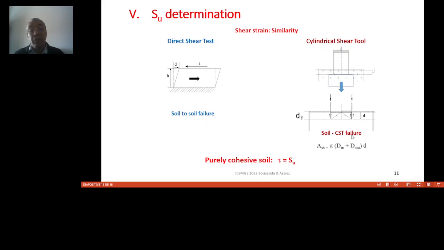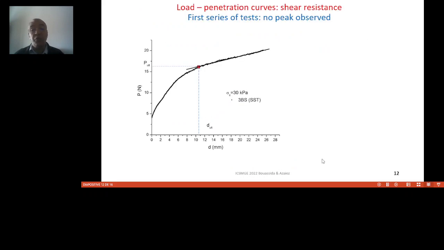So when the penetration is D of the tool, we can express the sheared area of the soil, and of course the measured resistance is the SU, since the soil is without friction, it's not frictional.